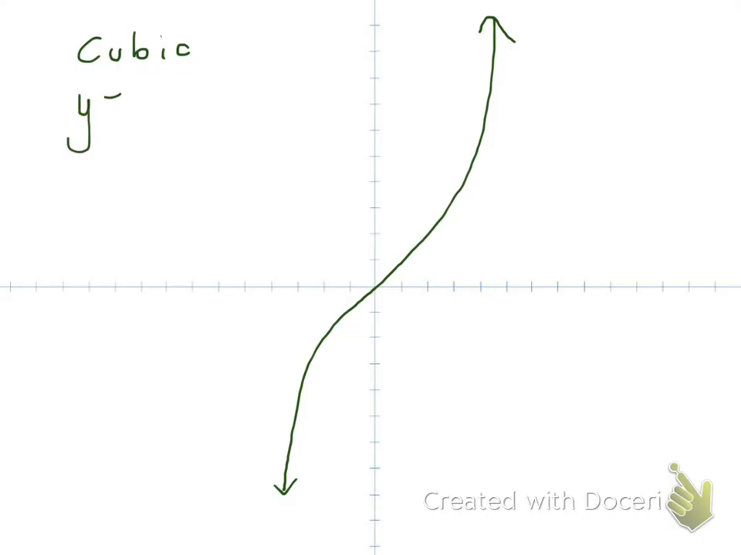The next function is the cubic function. Cubic will have a graph like that, kind of snakes up, and by its name you should be guessing that it is cubed, so x to the third. It could be x to the third plus 6 or minus something, but it is defined by that it's x to the third power, or some variable to the third power.